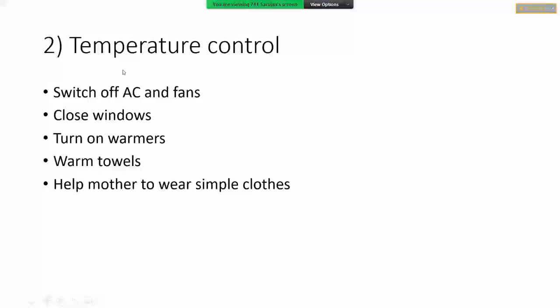Temperature control, we have studied this. We have to switch off the AC and fans, close the windows, and turn off the warmers. Especially if you want to resuscitate the baby, if you're expecting a baby in bad condition, we have to get ready with all these things. We should have turned on the warmers prior to the delivery, and we have to be prepared.